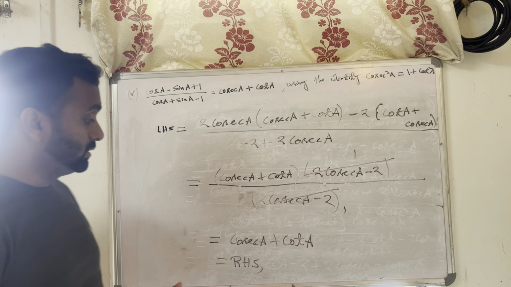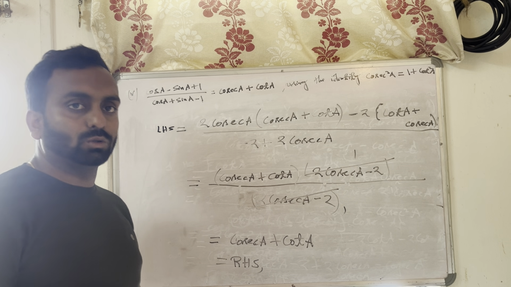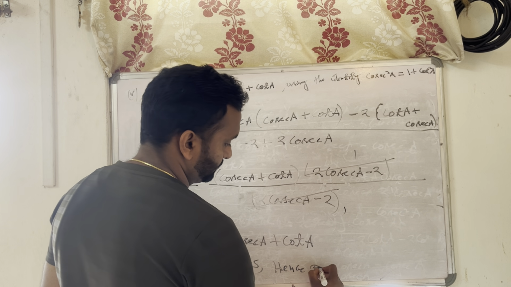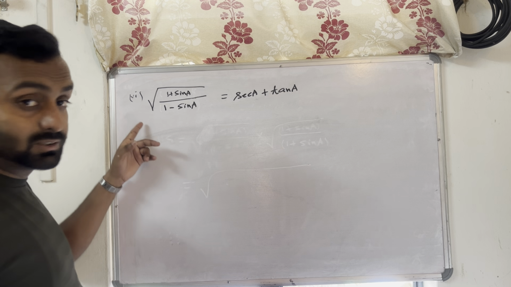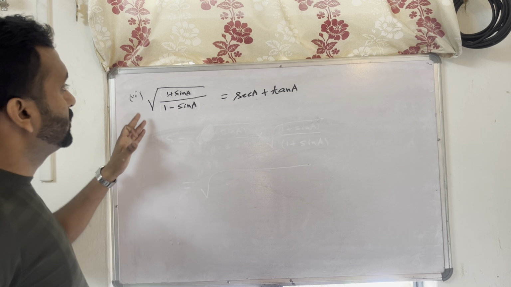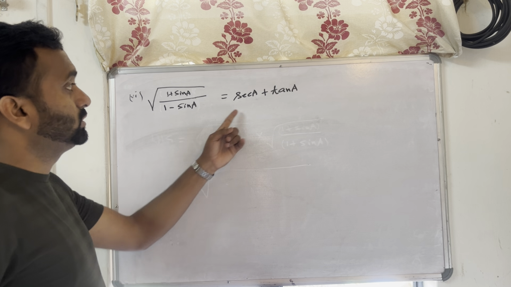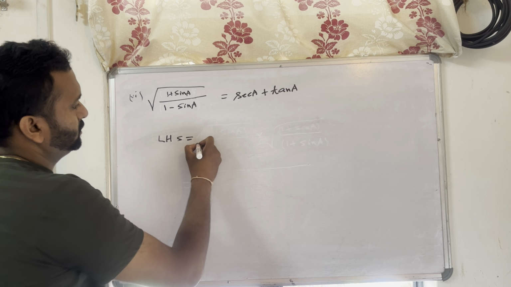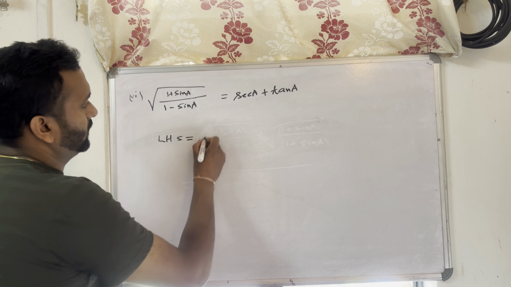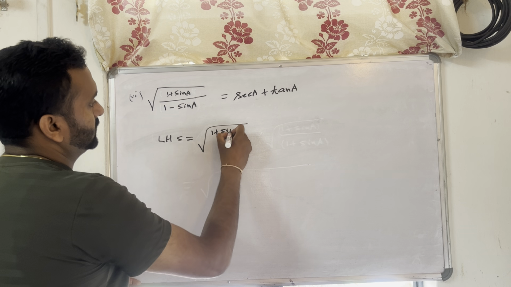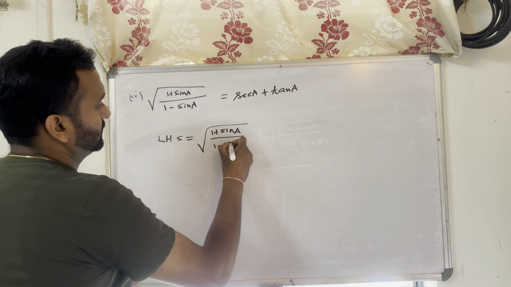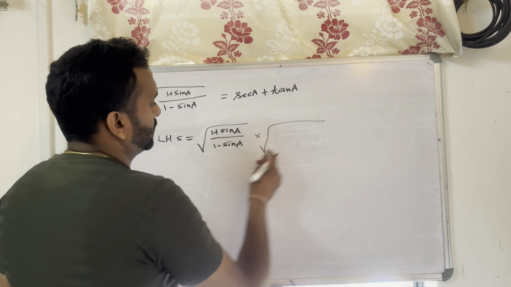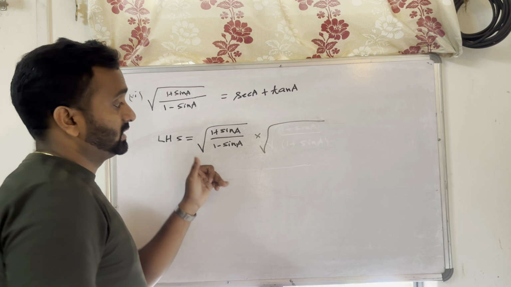This is a very good level question, so please solve it, practice it nicely. So this is question number 5 part 6, and here we have to prove under root 1 plus sin a divided by 1 minus sin a is equal to sec a plus tan a. In this question we can simply use the concept of multiplying with the conjugate of the denominator. So in the numerator we have 1 plus sin a, and in the denominator we have 1 minus sin a.